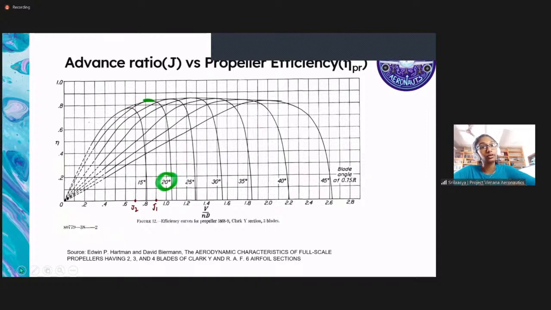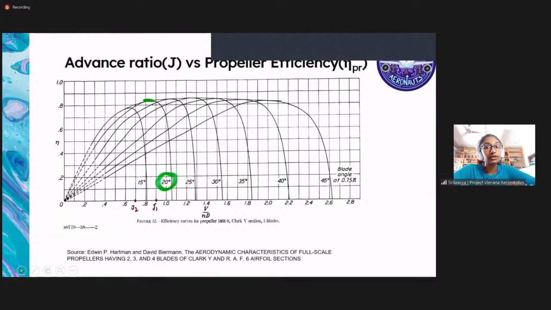plane of rotation. As you can see, the graph shows propeller efficiency versus the advance ratio. The advance ratio is J, which is equal to cruise velocity upon n into D. n is the rotations per second and D is the propeller diameter. So we had to find J1 and J2, and on those curves, we had to find the maximum value of the propeller efficiency. Therefore, we got 0.84 as our propeller efficiency.